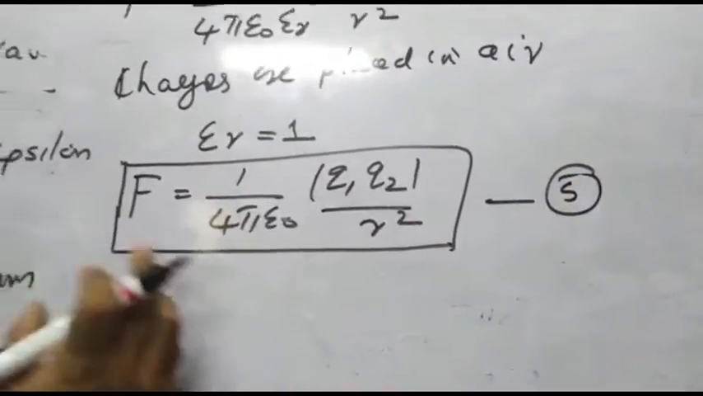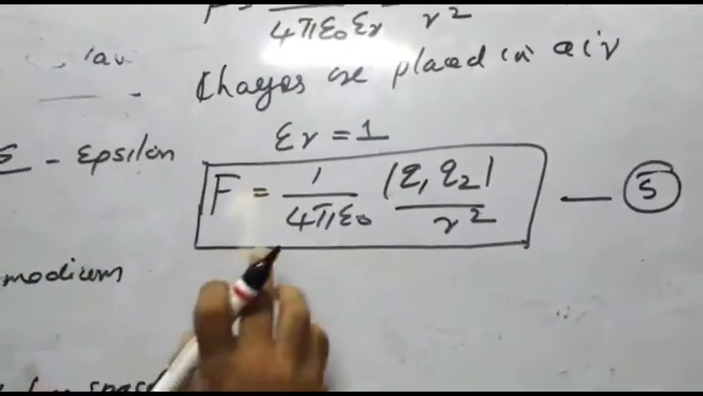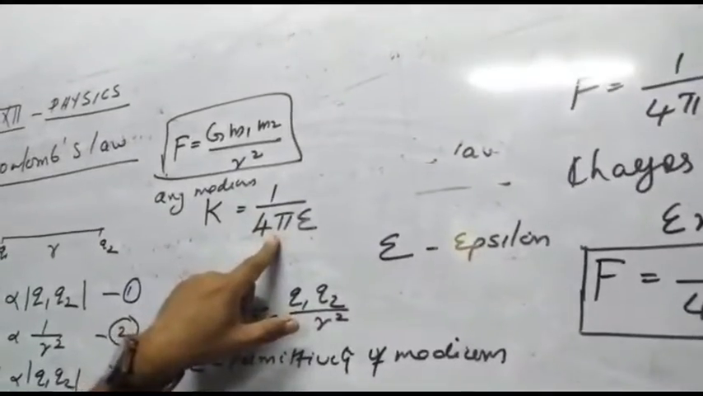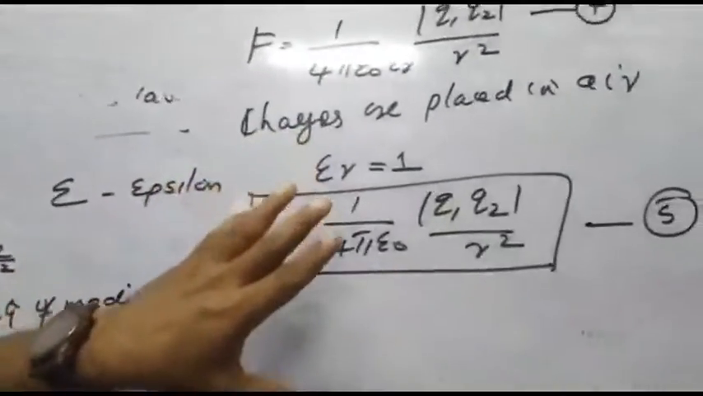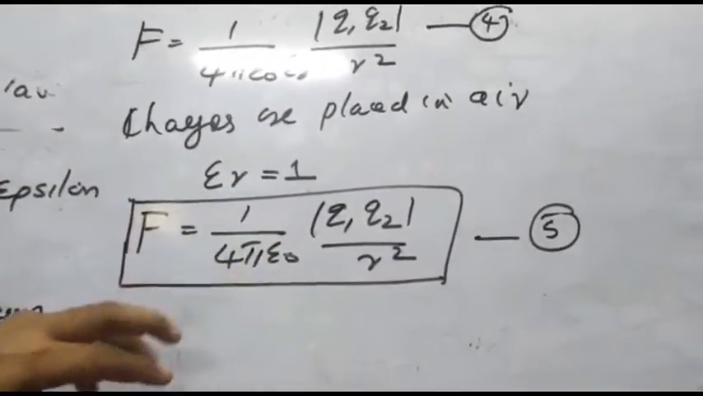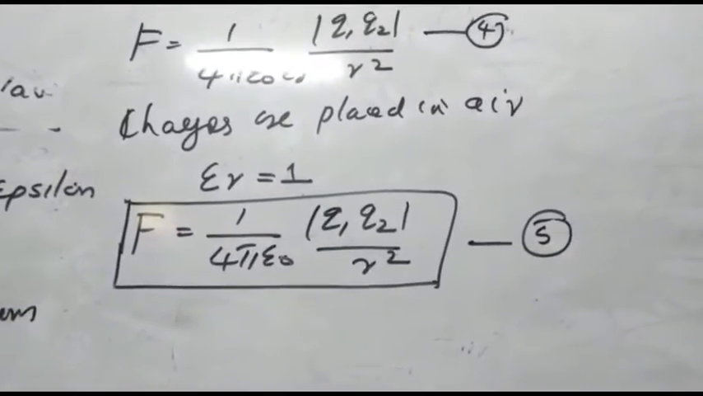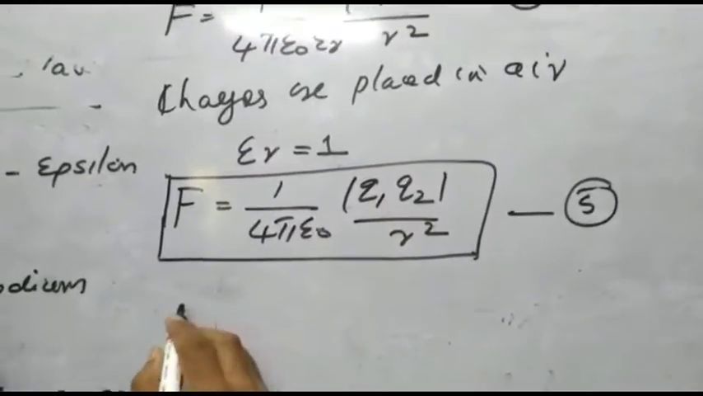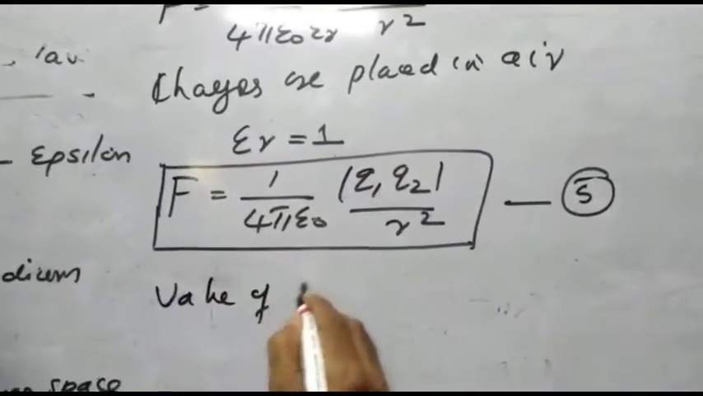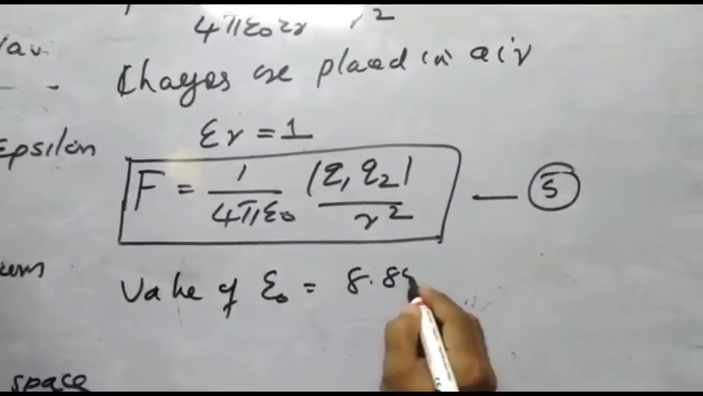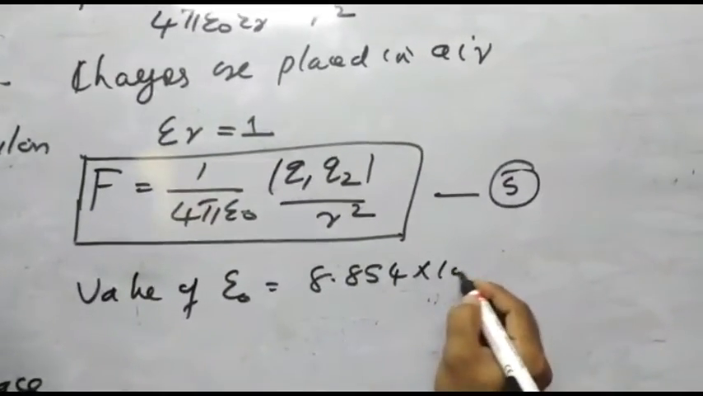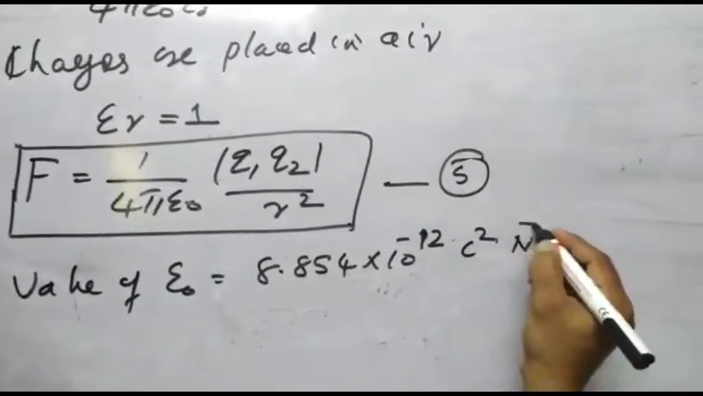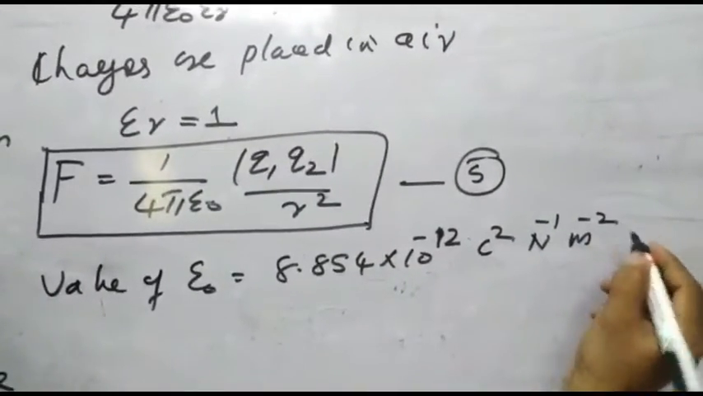You can write this equation directly, but it comes from K equal to 1 by 4 pi epsilon. So, when the charges are placed in air, epsilon r equal to 1, epsilon r is always a number. So, F is equal to 1 by 4 pi epsilon 0 Q1 Q2 by R square, and the value of epsilon 0 is equal to 8.854 into 10 raised to minus 12 coulomb square newton raised to minus 1 meter raised to minus 2.